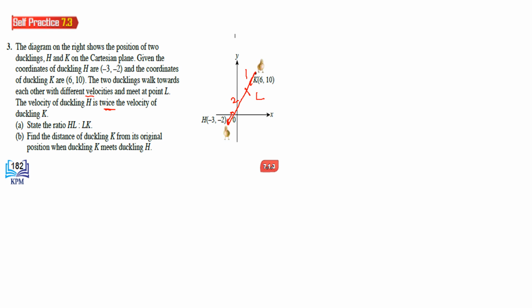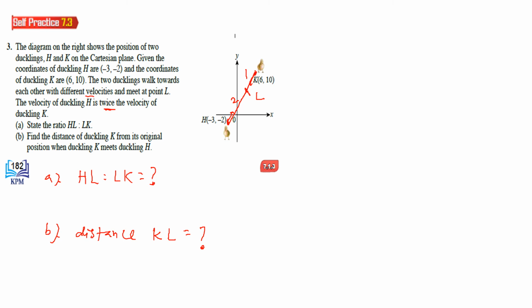So what is the question? State the ratio of HL is to LK. So A, we are going to find HL is to LK. B, we want to find the distance of duckling K from the original position, from K, when it meets duckling H. So they are meeting at point L. So we are finding the distance from K, the original position, to L. So distance of KL.